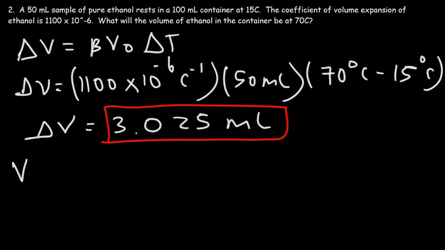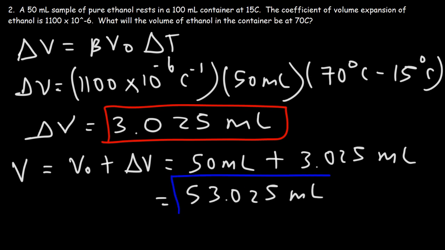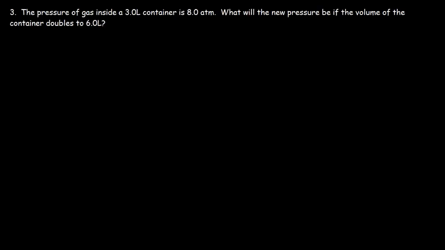Now let's calculate the new volume, which will be the original volume plus the change in volume. So it's simply 50 plus 3.025. So it's now 53.025 milliliters. So that's going to be the new volume of ethanol when we raise the temperature from 15 degrees Celsius to 70. So as you can see, whenever you raise the temperature of a fluid, the volume of the fluid will increase. The liquid is going to expand.